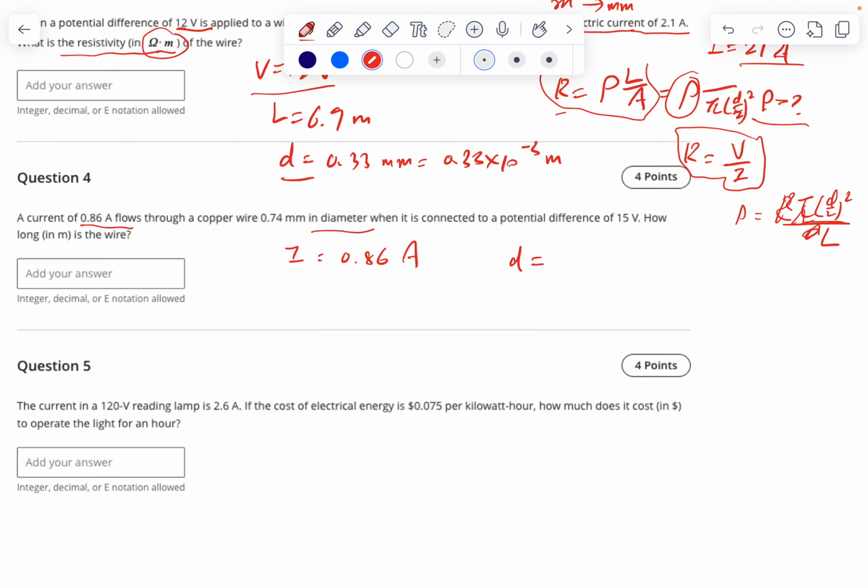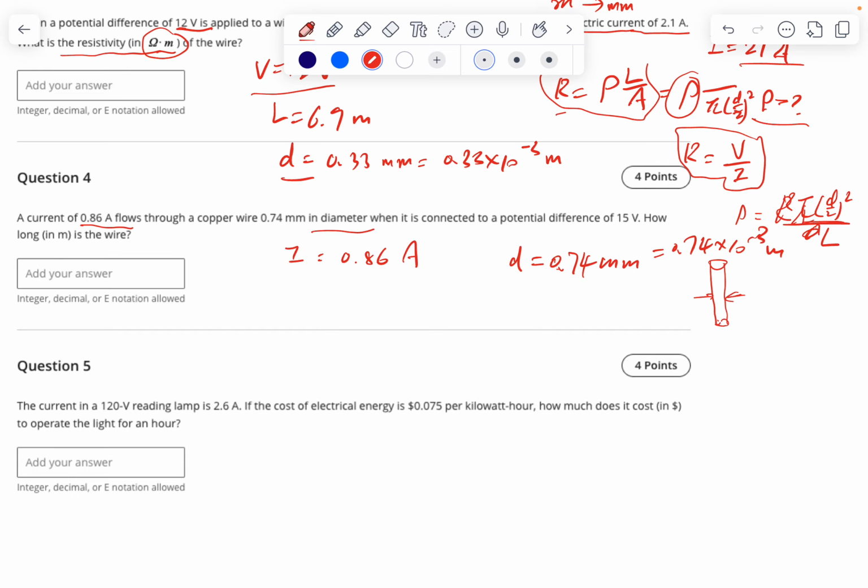Yes, in real life they always give you the diameter because it's easy to measure diameter. You use a caliper to figure out the diameter, so it's very easy to measure. That's usually what they give you. It's actually hard to measure radius. Diameter is easier to measure.